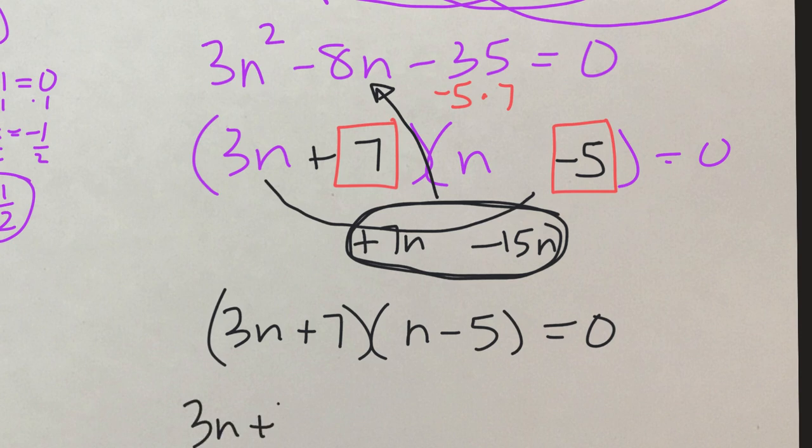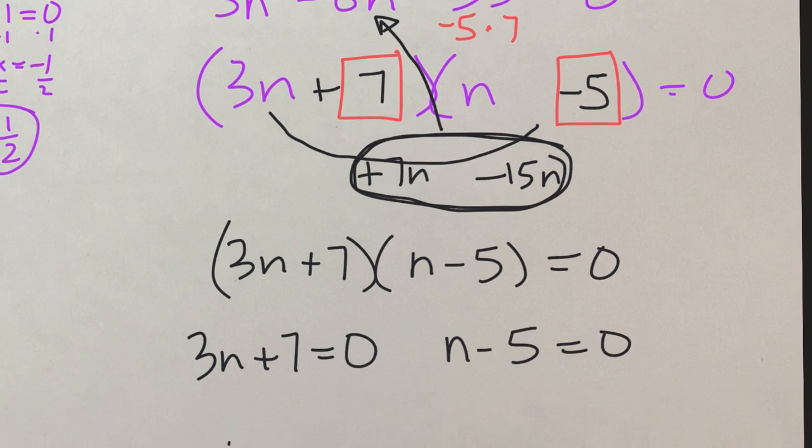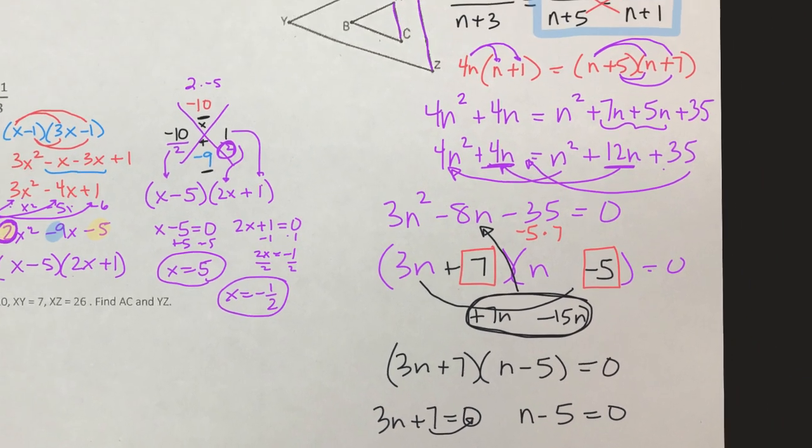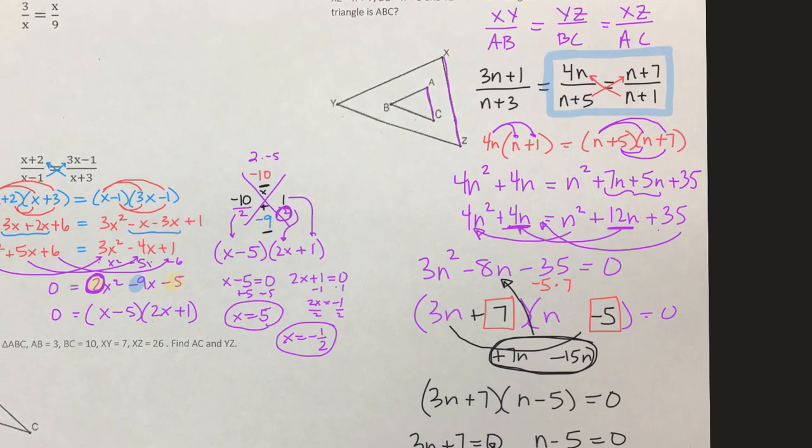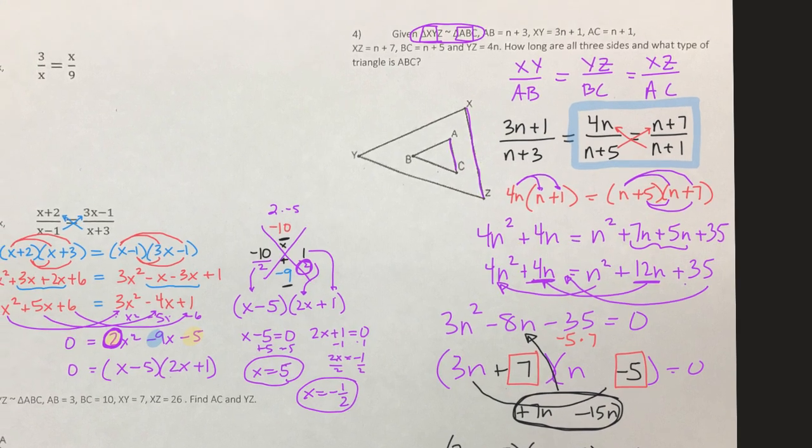So 3n plus 7 equals 0, and n minus 5 equals 0. When I solve the one on the left, I get n equals negative 7/3. You subtract 7 and divide by 3. And I get n equals 5. Now, because we're talking about geometry and these are lengths of the sides of your triangle, we're not going to take the negative answer, because we can never have a negative side length for a triangle. So we're going to take n equals 5 as your answer for n.